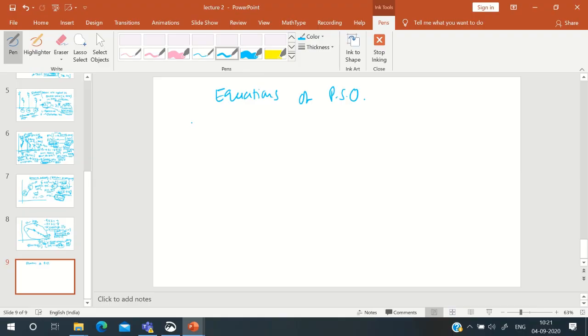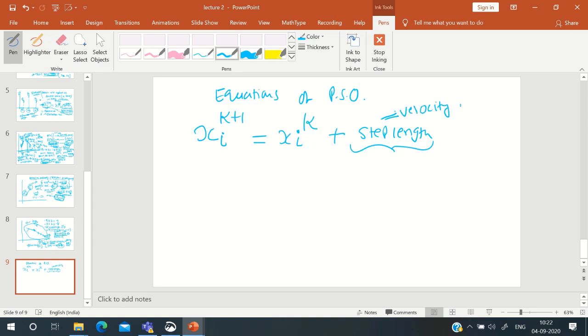So as we had discussed earlier, the new position of the x values of the particle i in the k plus 1 iteration is equal to x i k, the old position of the x value of the particle i in the previous iteration, plus step length. And what is the equation of this step length? Now this step length is known as the velocity of the particle.